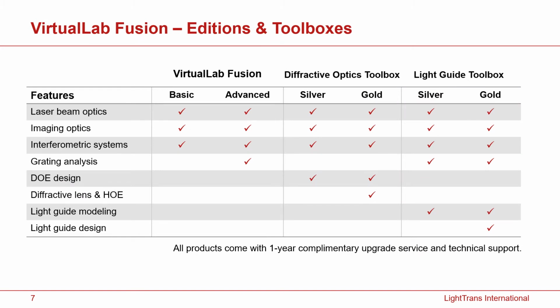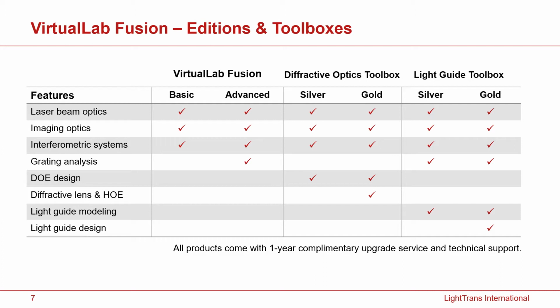Now, here we have an overview of our software products. VirtualLab Fusion is the basic platform, and it has been divided into basic and advanced versions with different capabilities. In addition to VirtualLab Fusion, we have, for example, the diffractive optics toolbox and light guide toolbox, and so on. These toolboxes are used, as their names say, for particular applications like diffractive optical element analysis and design, or the design of a light guide system.